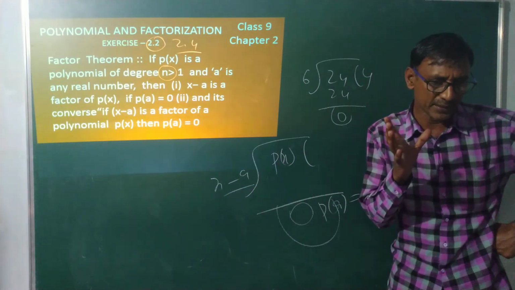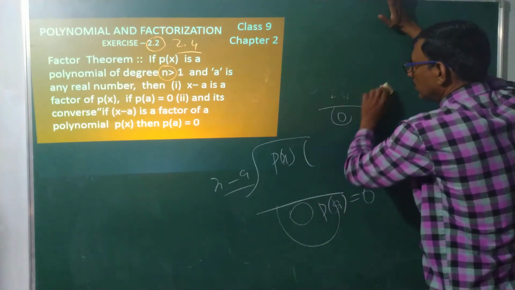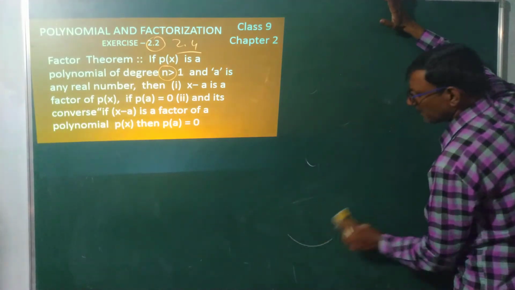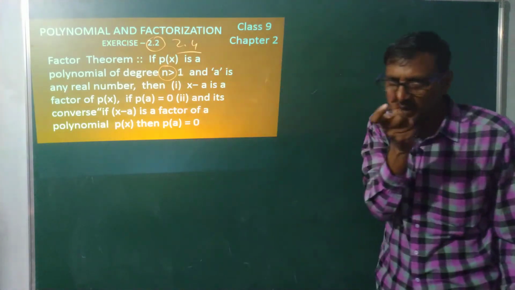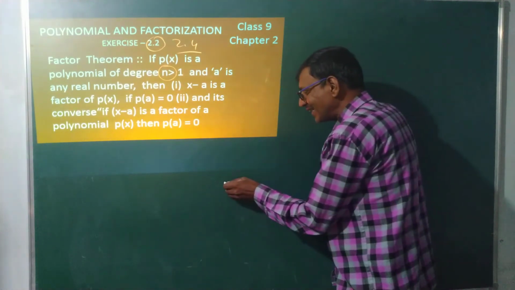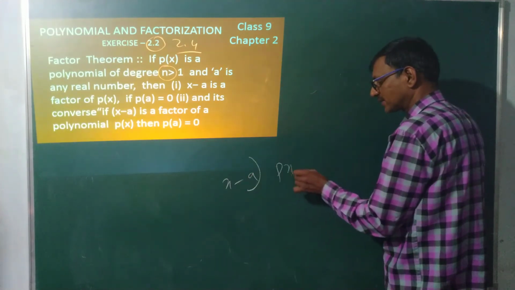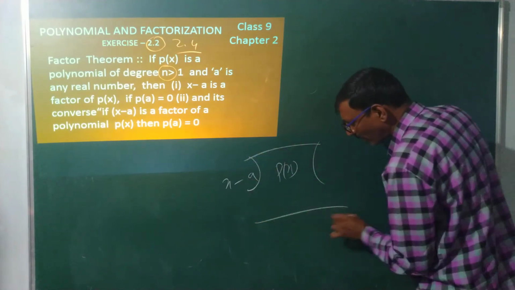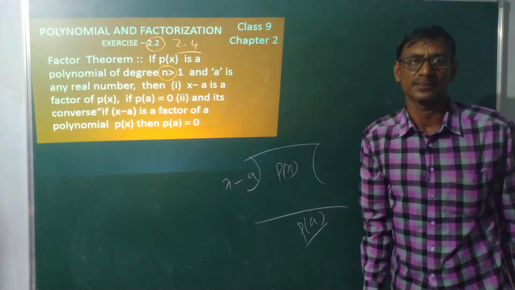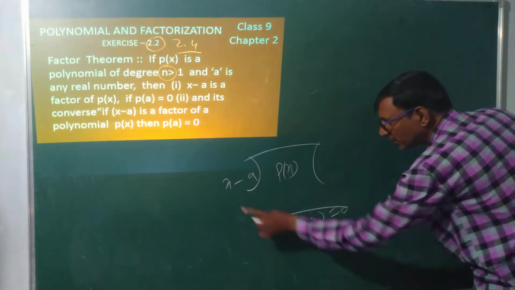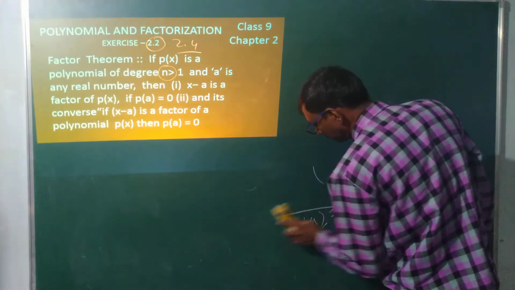So let us understand with the help of some polynomial. Now we get an idea, right? P of x is any polynomial with degree greater than or equal to 1 and a is any real number. When p of x is divided by the linear polynomial x minus a, we get some remainder, no doubt, which we call p of a in the factor theorem. If it is equal to 0, then x minus a is a factor of p of x. So let us start with an example.